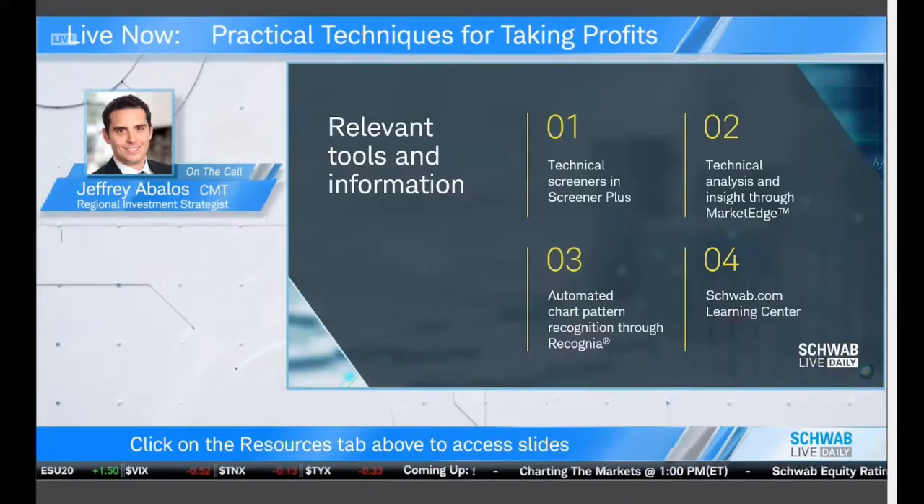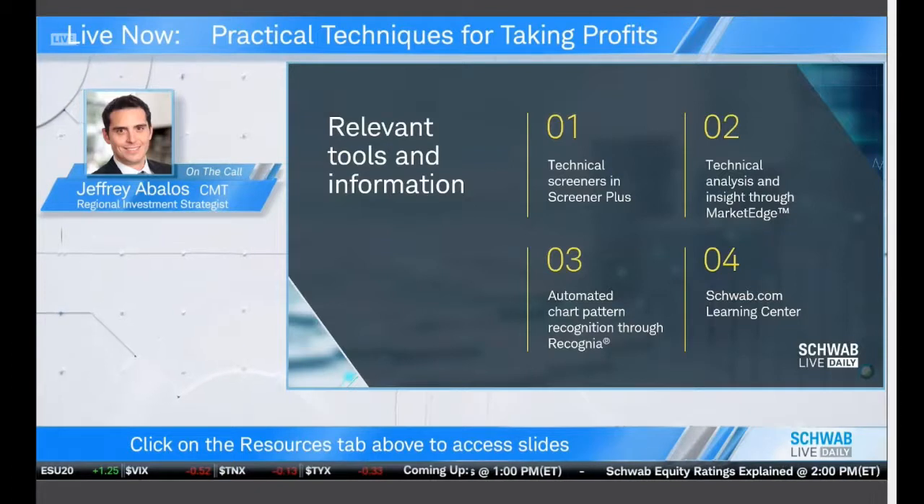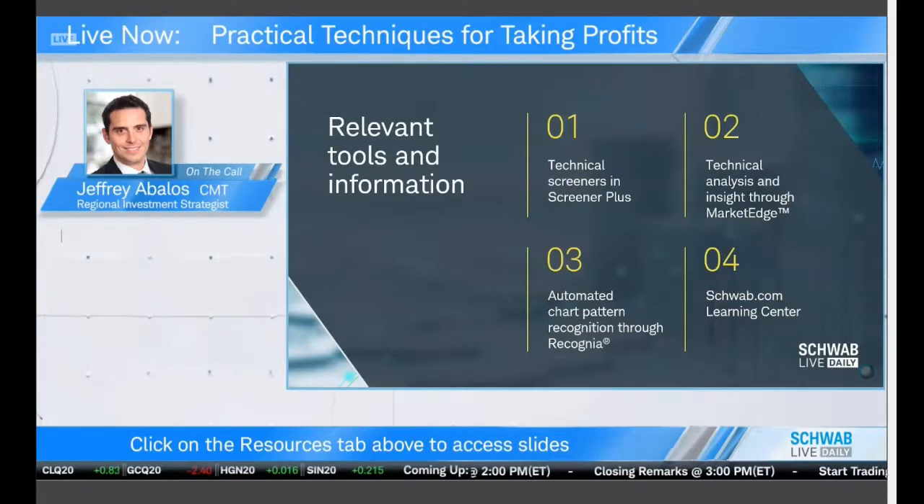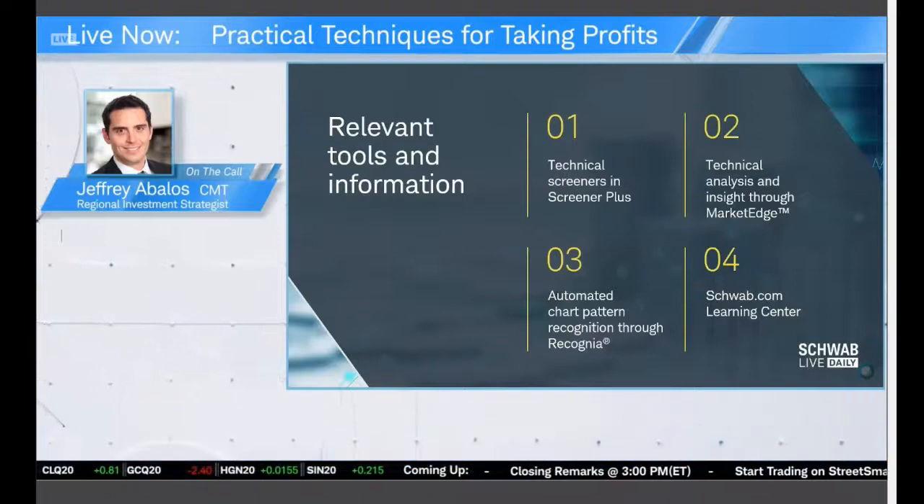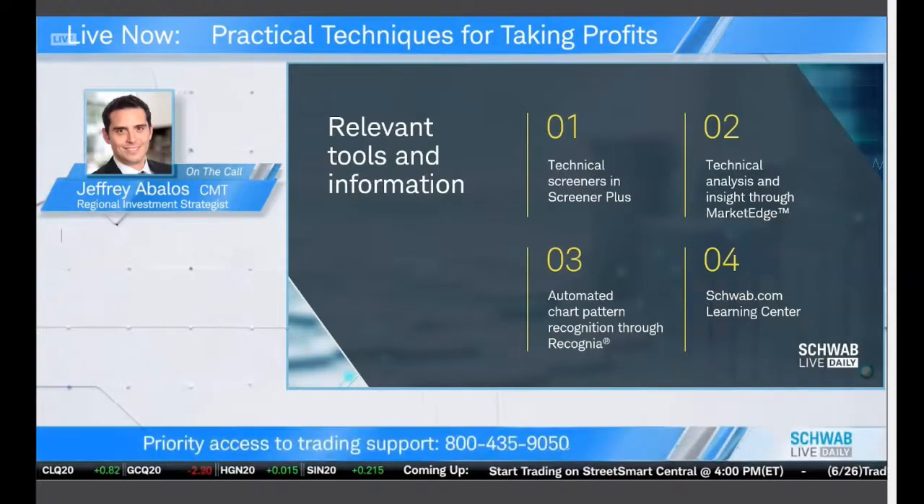You've also got other relevant tools and resources. You've got technical screeners in Screener Plus. This is where I actually start my trading day. I look at my screener and see what candidates match the screen that I'm looking for. You've also got technical analysis and insights through Market Edge as well as through Recognia. These are third parties that provide their content on our platform.